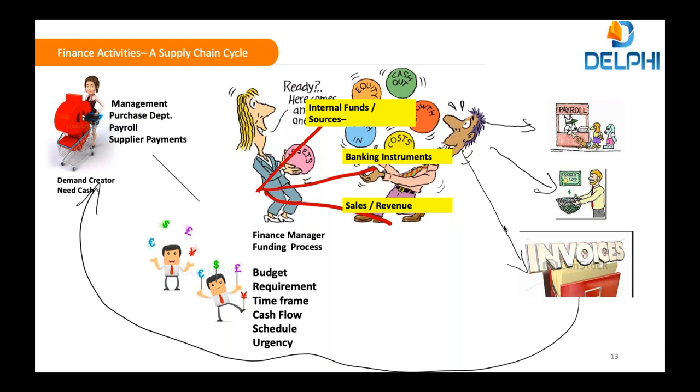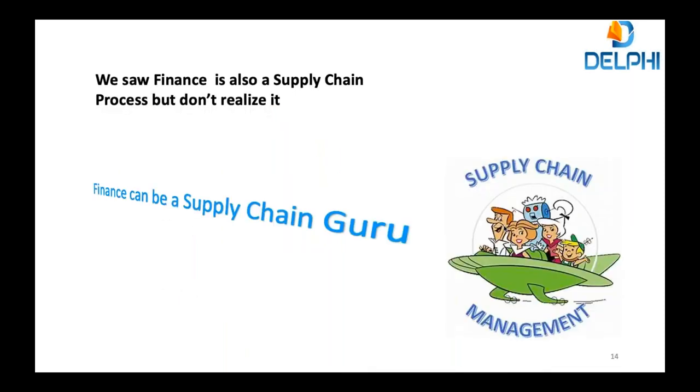supply chain, are also a supply chain cycle, because there is a need for cash, and this person sitting in finance is making sure that he does whatever he wants to do, makes a logistics arrangement, keeps all the end users happy and meets their demand also. Now I can also say he is also a supply chain guru.